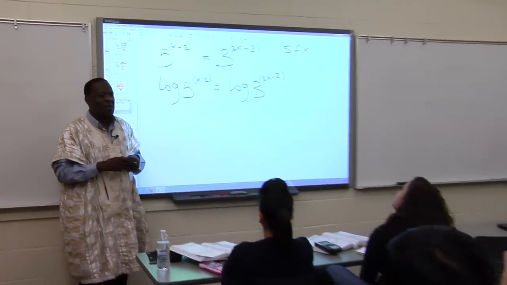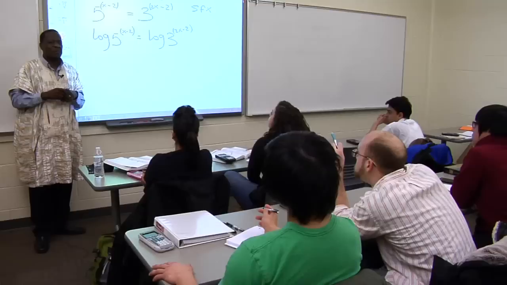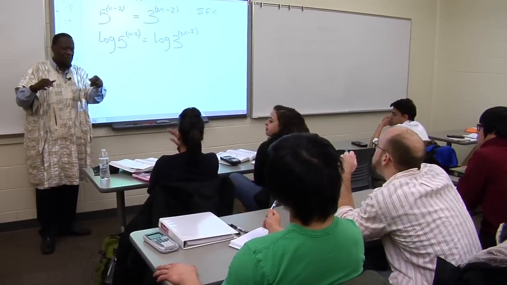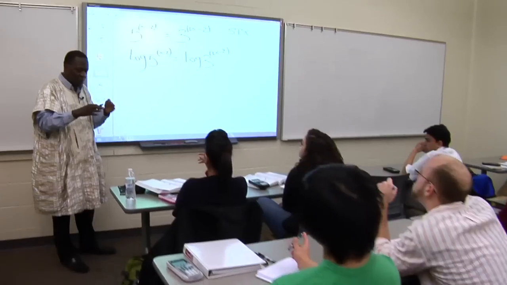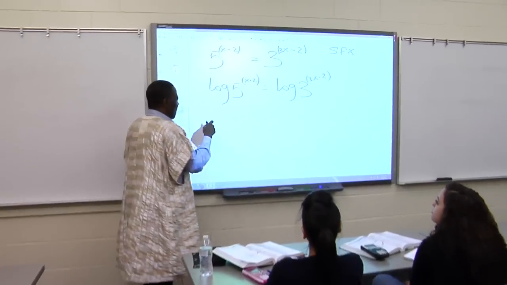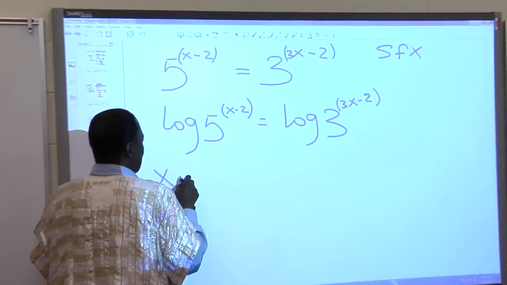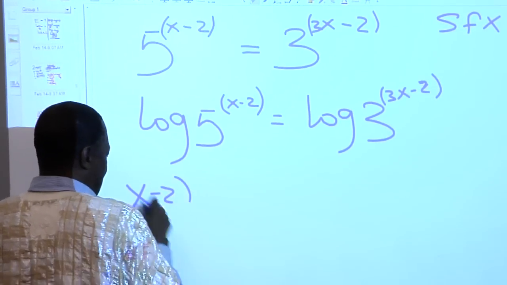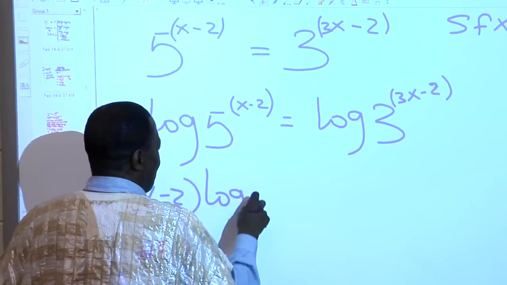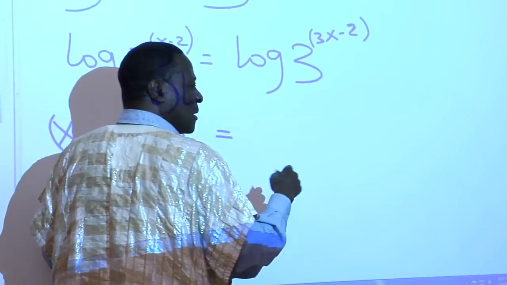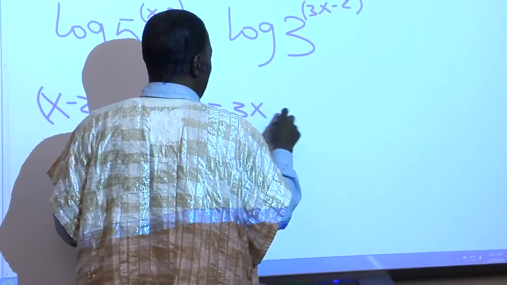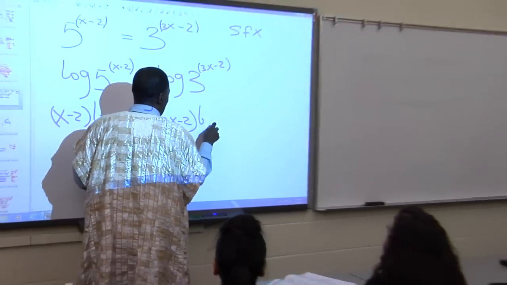So what do we do next? Anybody? I need to hear from you. Yes, sister? Bring that x minus 2. Oh, yeah. You're using one of the properties of log. Okay. We would say x minus 2 here, and then log 5 equals. What about the other side? Oh, yeah. Thank you. Log 3.